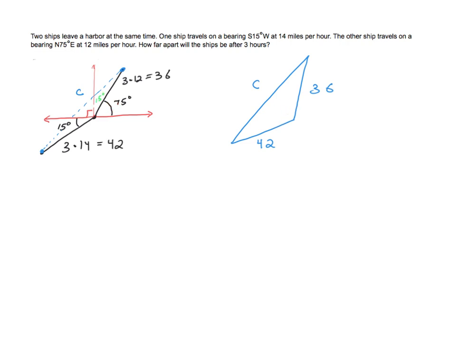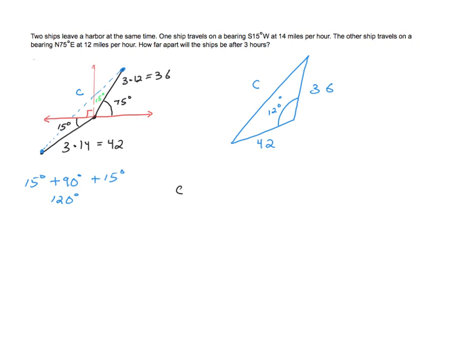So again, what is this angle here? That angle is 15 degrees. So this part plus 90 degrees, that's this part, plus another 15 degrees. And so when we add this all together, that's 90 plus 30, that is 120 degrees. So we have everything that we need to solve for C by using the law of cosines.